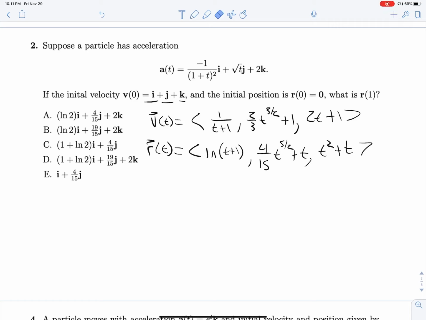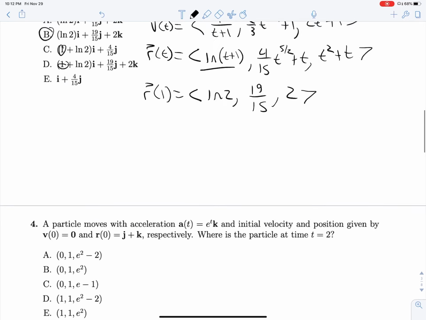So now, we want r of 1, and we're going to find that that is ln 2, comma, 4/15 plus 15/15, which is 19/15, and then 2. And we have gotten answer choice, I was just checking some of my initial value. I got scared with this plus 1 over here, but we're good. So we get answer choice B.